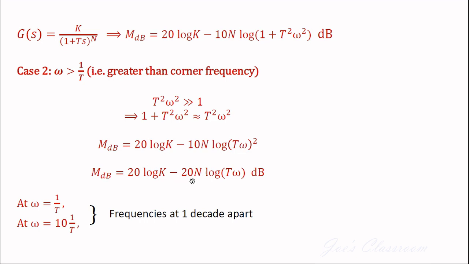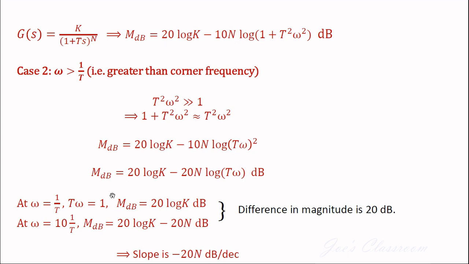So if I compare like this, the slope is going to be minus 20n, but still there will be a small confusion because of this T term in this. So to clear that confusion, I'm going to take two frequencies 1 decade apart. I'm going to take one frequency at omega is equal to 1 by T, and another frequency 1 decade apart, that is 10 times 1 by T. Let me substitute omega is equal to 1 by T and omega is equal to 10 into 1 by T. See, this is what happens.